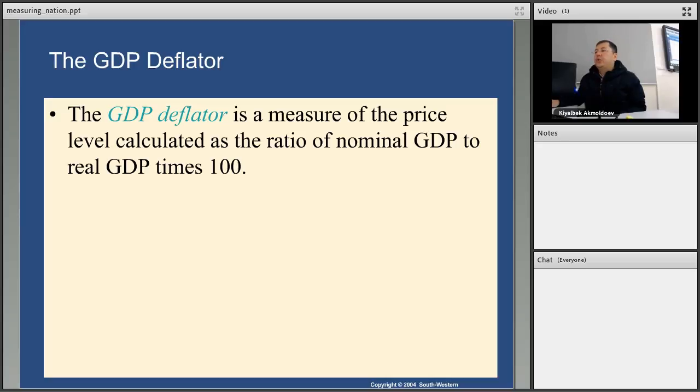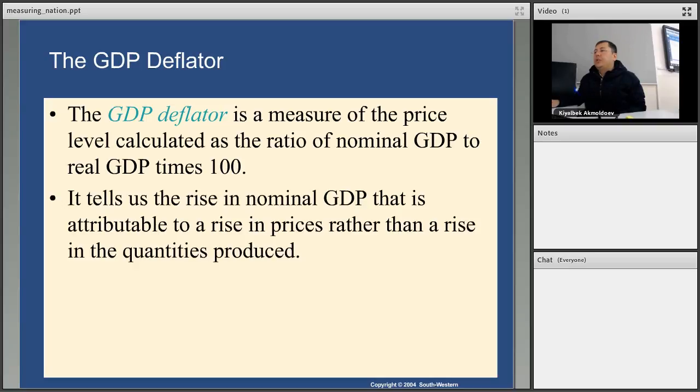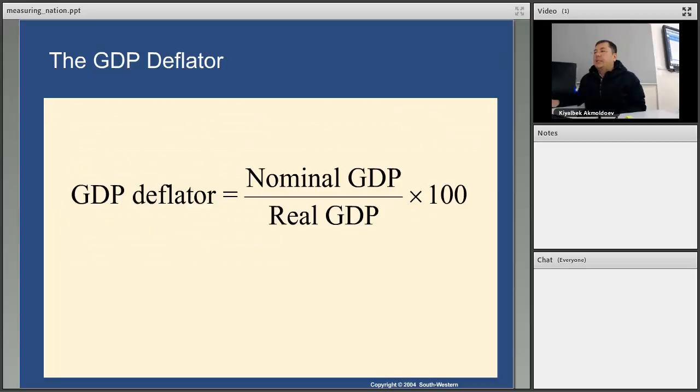GDP deflator shows us the changing total price. It is a measure of price level calculated as the ratio of nominal GDP to real GDP times 100. So it tells us the rise in nominal GDP that is due to the rise in price rather than the rise in the quantity of produce. So GDP deflator equals nominal GDP divided by real GDP, multiplied by 100.